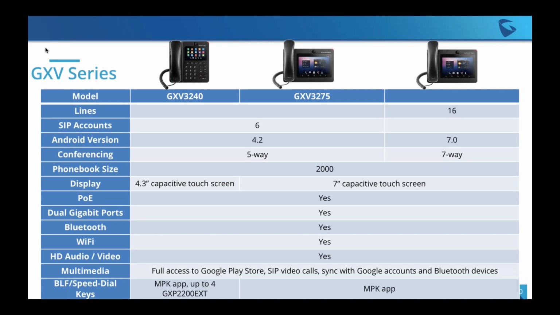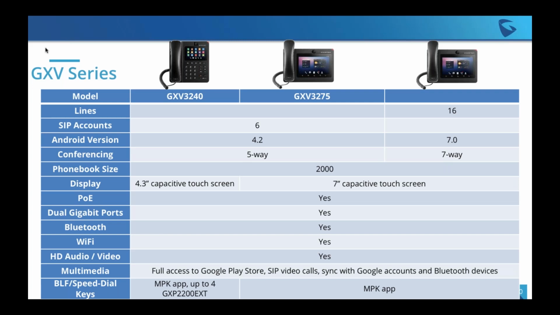The main difference really between the 3370 and both of the 3200 series models is the Android version that it offers. Whereas, do I have this here on this slide? Yeah, so the 3240, 3275 run Android 4.2. Those devices have been out for a couple of years. The 3370, which just came out, we're able to put in a more enhanced chip into it, so it's able to run Android 7.0.